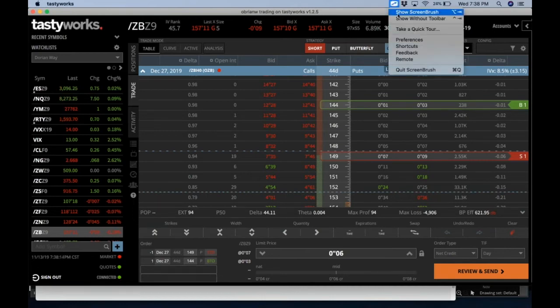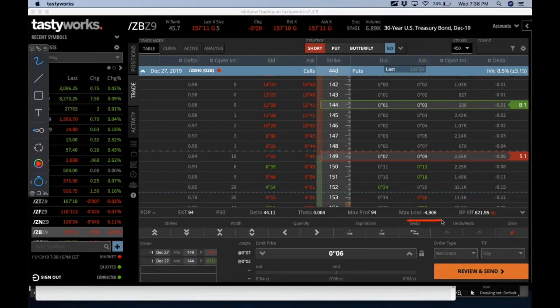Meaning that if you look at this here, you have theoretical max losses under 4,900. You're receiving only 94 before fees and commissions, so this is going to be actually less than 94. So I wouldn't do this type of trade, right?